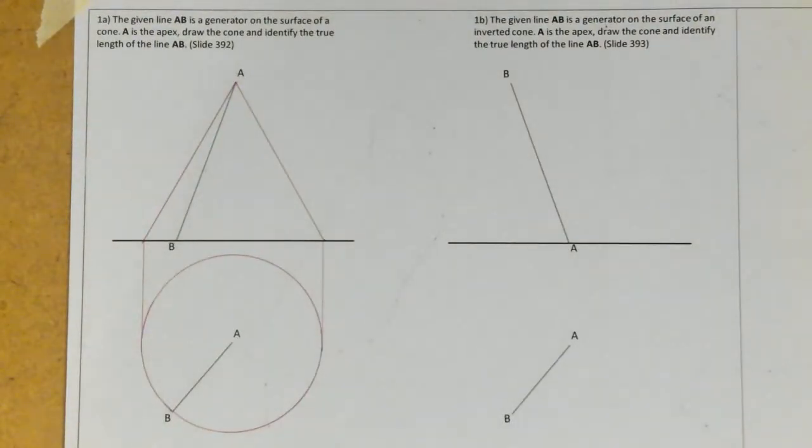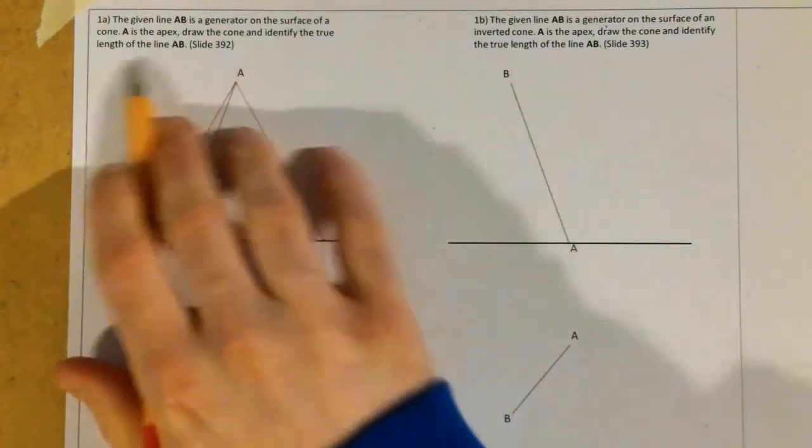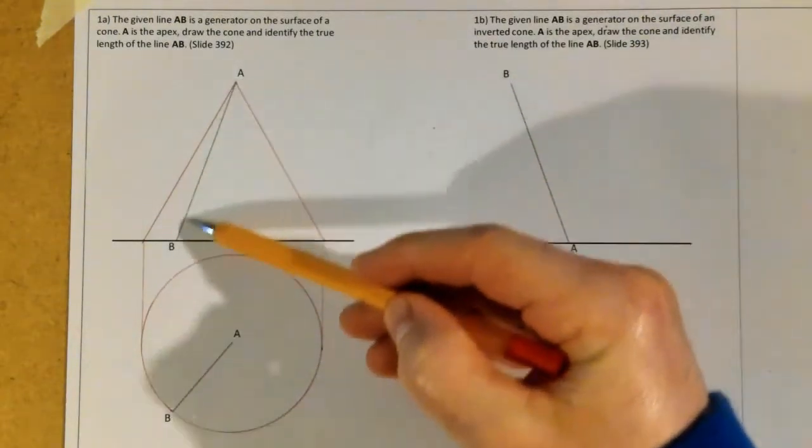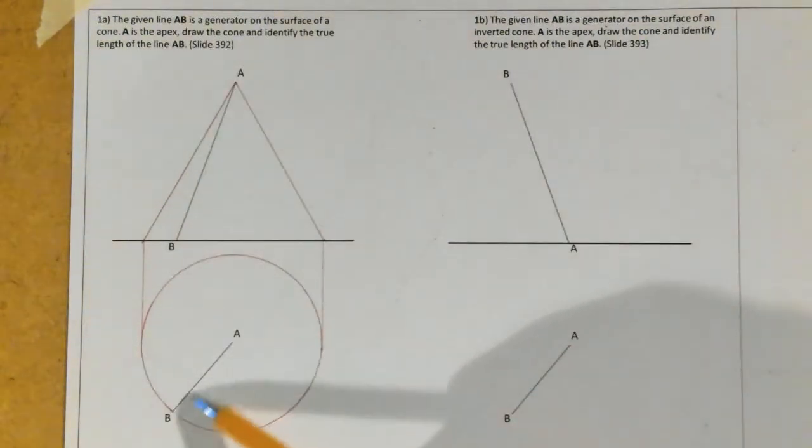Now, at this point it says, draw the cone and identify the true length of the line AB. Now, why is the line AB here in elevation not a true length? Okay, and that's what I want to get on to explaining.